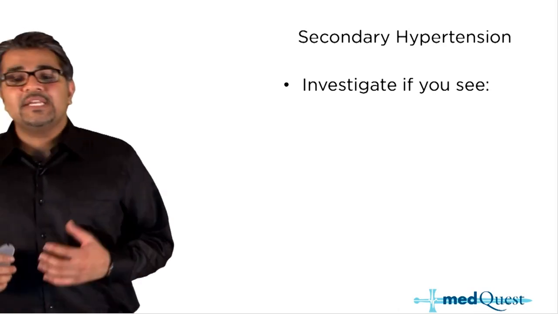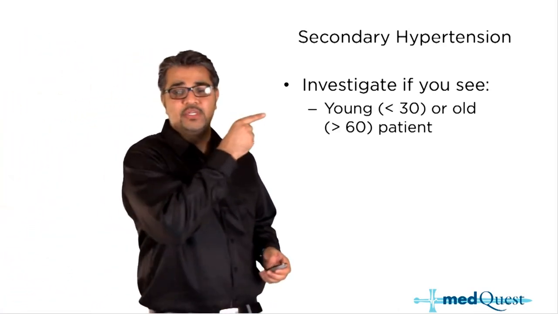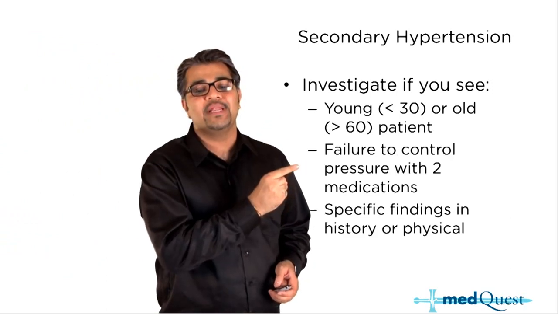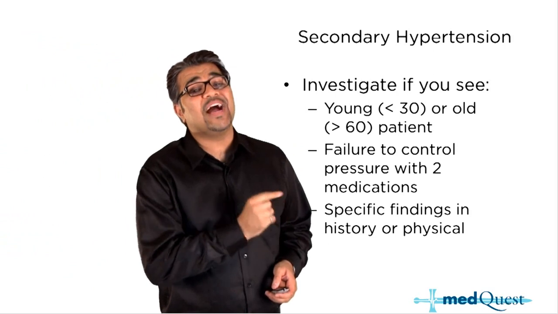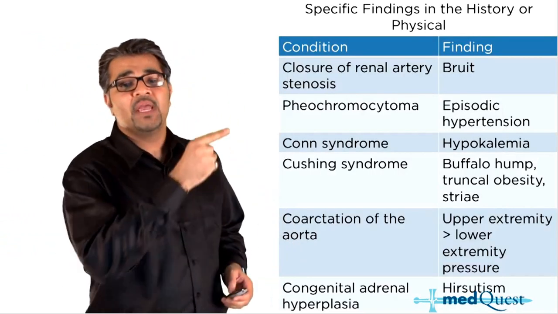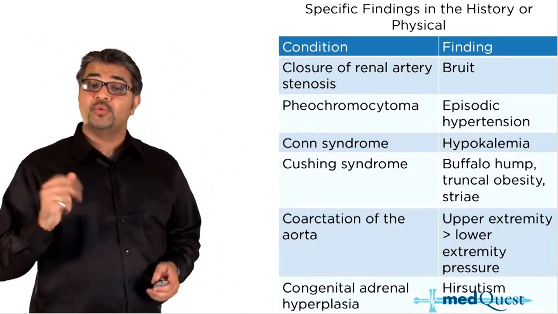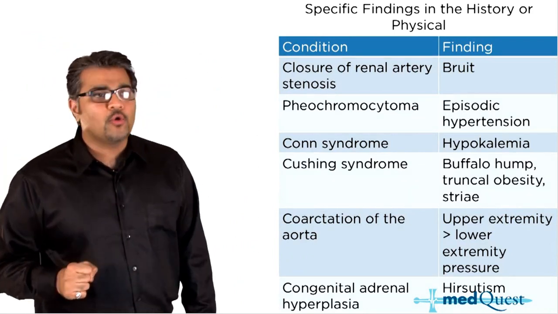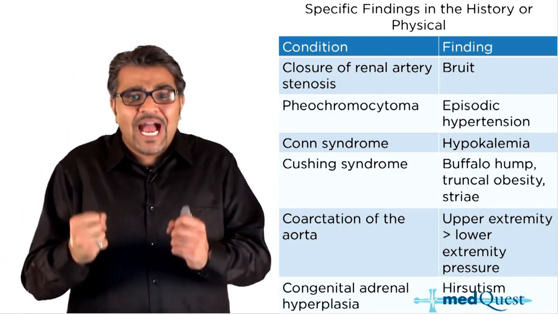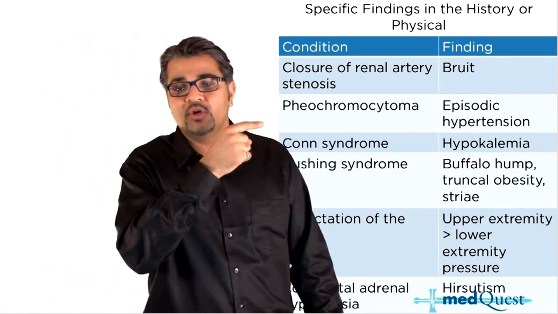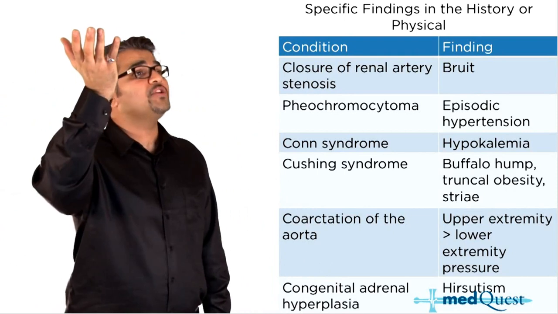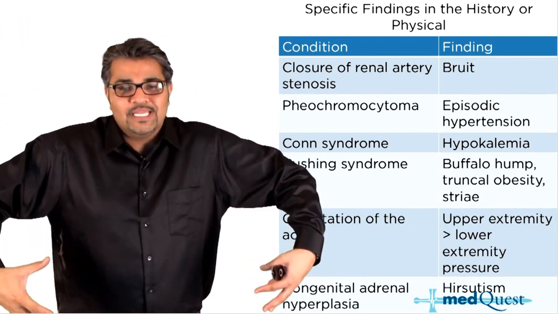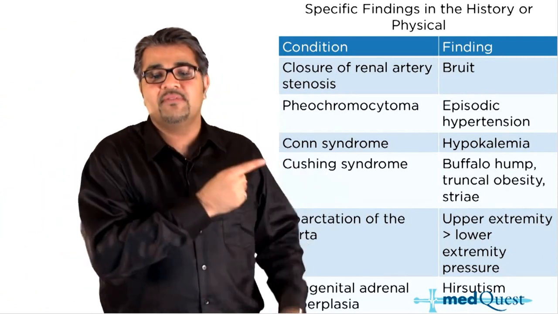Now, secondary hypertension. If you see a young patient under the age of 30 or an older patient greater than 60, and you can't control them with 2 medications, and you have specific findings in your history and physical, such as a bruit. Well, the bruit tells you that you have closure of renal artery and possibly renal artery stenosis, or episodic hypertension and anger and, well, they could have pheochromocytoma. Or what if they have hypokalemia, hypernatremia, hypertension, boom, they have Conn syndrome. Or what if they have a buffalo hump, truncal obesity, purple striae, moon facies, well, they have Cushing syndrome.